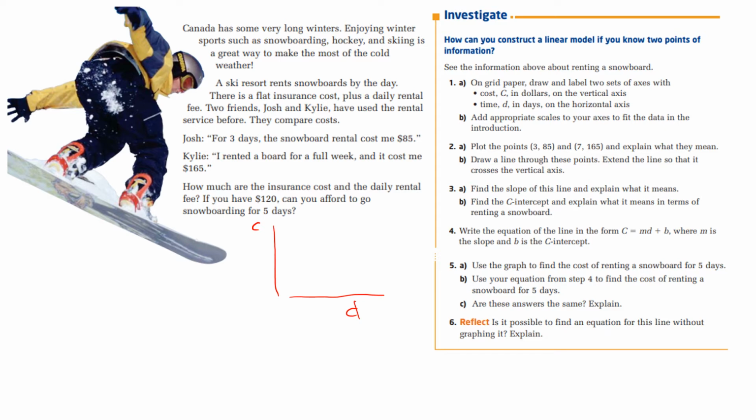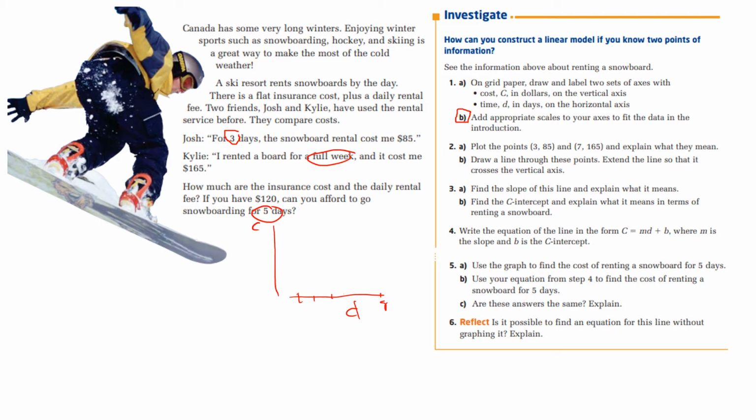So you don't need to be writing all this out because it is just coming out of your textbook on page 338. Okay, so you've got your axes here, but a very important part of the axes is what the scale is going to be, and that's what part B is saying here. Add appropriate scales to your axes. So days, how many days are reasonable? Well, when we look at the question, Josh had his for 3 days. Kylie had hers for a full week. That's 7 days. We know later on down here we're going to talk about 5 days. So probably you only need to go up to maybe 8, you don't need to go much more than 7. So 8 could be your last one.